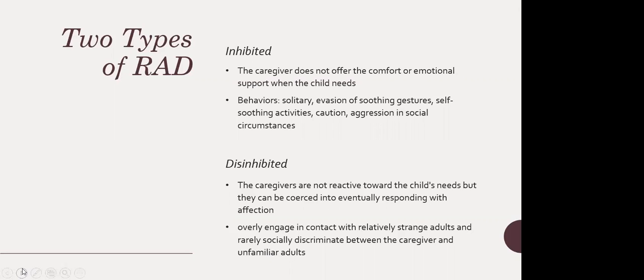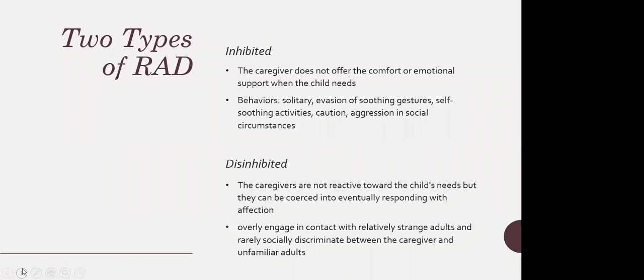The two types of RAD, inhibited and disinhibited, are in how the caregivers mistreat them when they're young in those critical developmental stages. In the inhibited type of RAD, the caregiver does not offer the comfort or emotional support when the child needs. This type identifies children who have no preferred caregiver, rarely seek comfort in times of stress, show a minimum of positive affection, and experience difficulties in the regulation of their emotions. The behaviors that result from this form of RAD are more solitary, evasion of soothing gestures, self-soothing activities. They have a lot of caution and have a lot of aggression in some social circumstances.